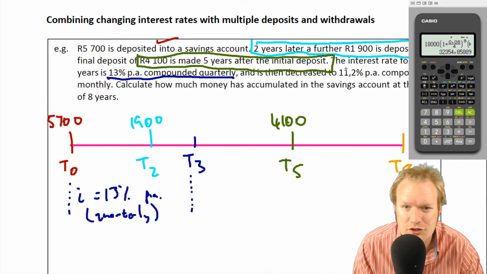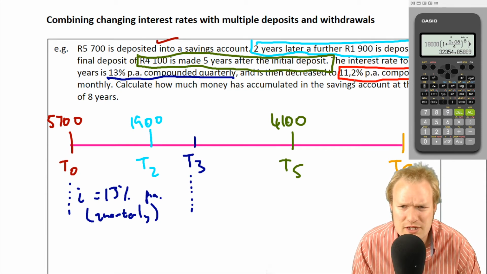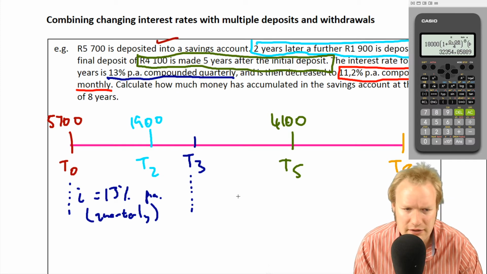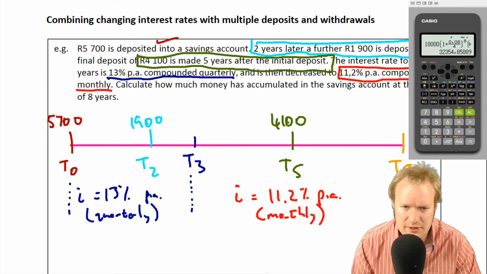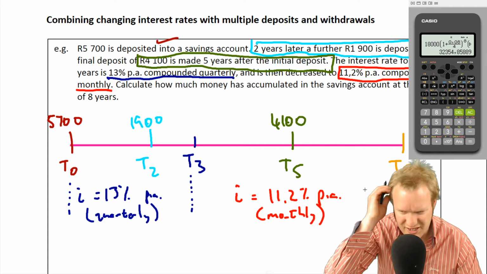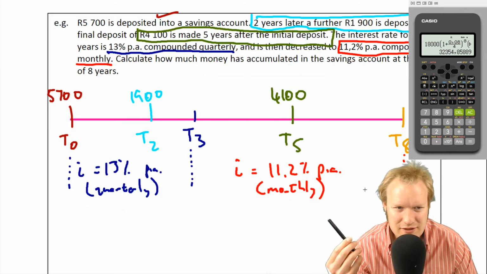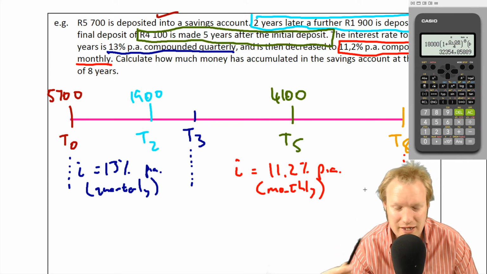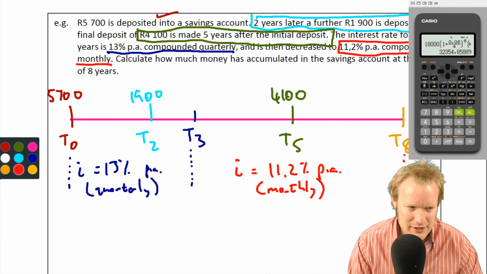We're slowly but surely going to run out of colors if everything gets its own color. Next up, 11.2% per annum compounded monthly. That must be for the rest of the period. i equals 11.2% per annum compounded monthly. Determine, and that goes all the way up to the end, the total amount. Part of this is going to be the same as the example we've just done, and part of it's going to be like the examples we did before with the multiple investments. So let's put it all in.